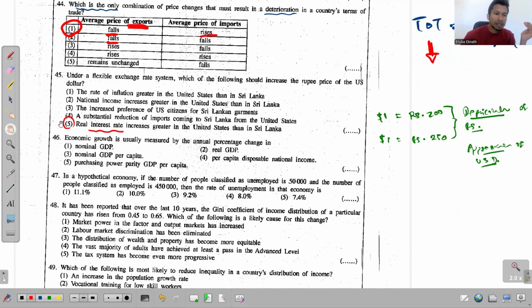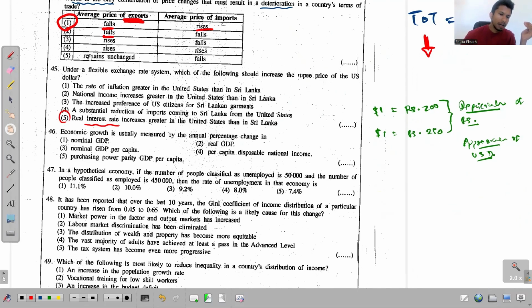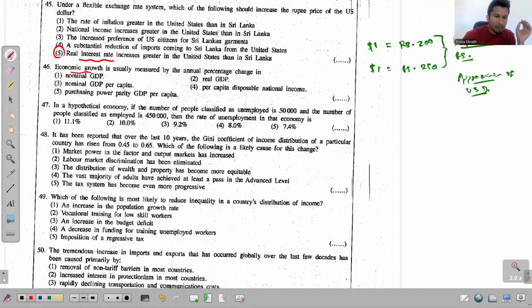Right, we'll look at question 46. It says, economic growth is usually measured by the annual percentage change in. These are very simple questions. If you just remember the definition of economic growth, you know the answer. It is evaluated by the annual percentage increase in real GDP, right? Real GDP, not the nominal GDP. So that's a straightforward question. Answer is the second one.